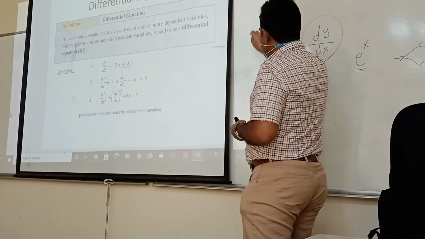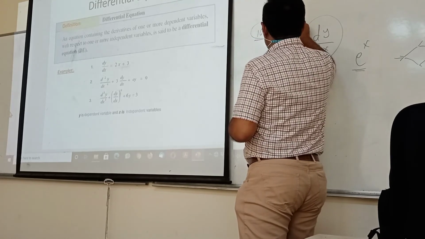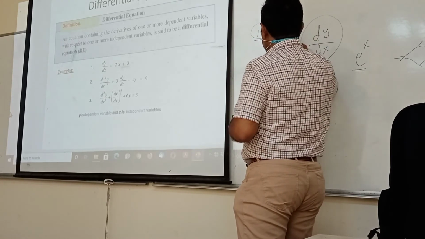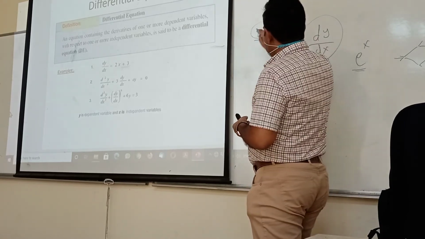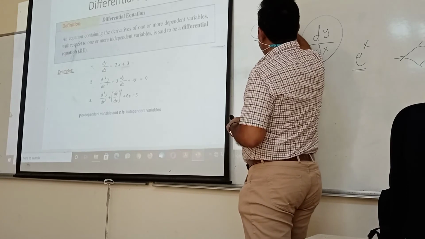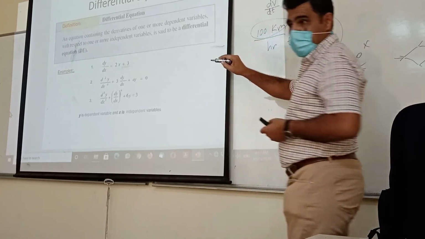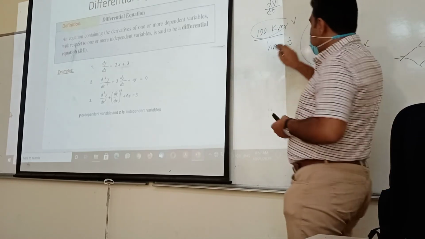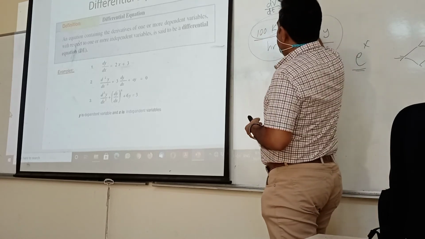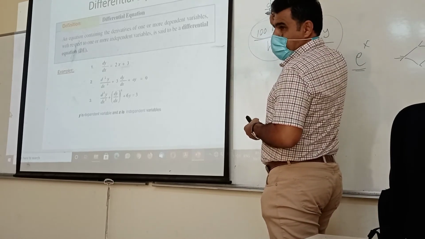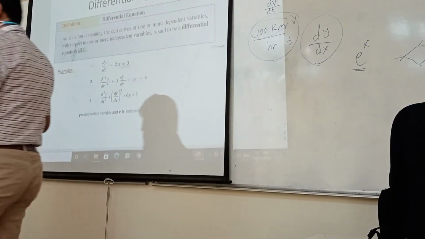So this is the speed. Usually we put v for the speed, and this is time. So this shows the change in velocity over change in time. So that relation between dependent and independent is a sort of the derivative equations.